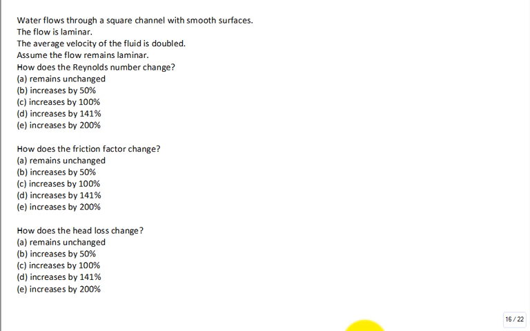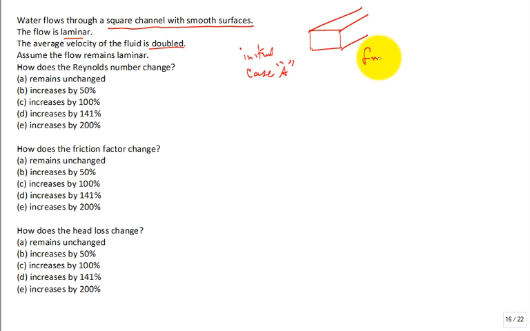All right. This is a long question. Hopefully we have enough time. Water flows through a square channel with smooth surfaces. So there's my channel. It's square. The flow is laminar. And the average velocity of the fluid is now doubled. So think about the initial case. Case A is my initial. And then we have the final case, case B.